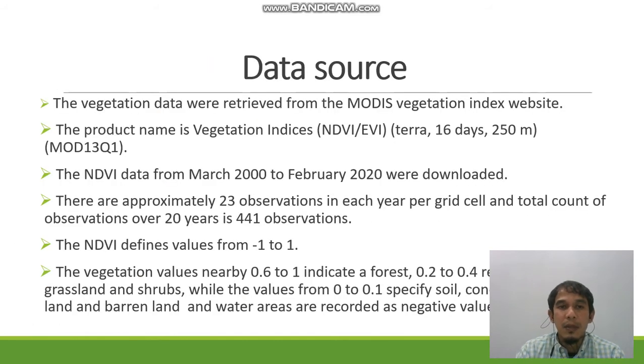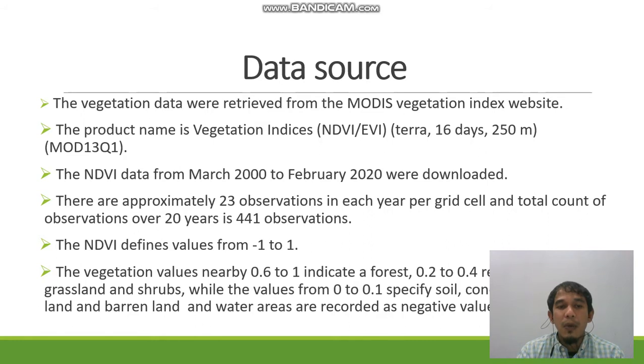For the data source, we downloaded data from the MODIS Vegetation Index website. The product that we used is Vegetation Index, Terra 16 days, 250 meter. The data was downloaded from 2000 to 2020, which is 20 years. There are approximately 20 observations in each year. The total observations over 20 years is 441 observations.